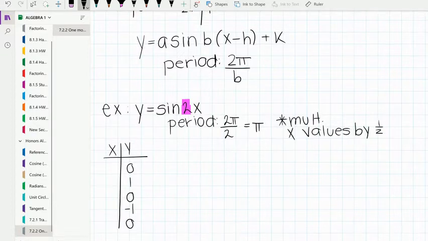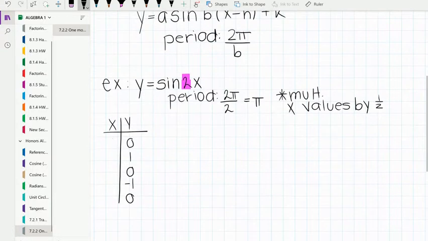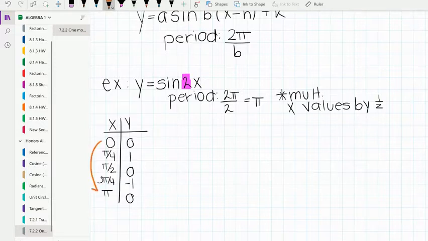All right, so if the original sine x value was 0, we would still get 0. For pi over 2, we would now get pi over 4. Pi, we would get pi over 2. 3 pi over 2, we get 3 pi over 4. And 2 pi, we get pi. So we can see as we go from 0 to pi, this cycle length is just pi because it completes one full cycle in pi. So we're going to go ahead and draw a graph.